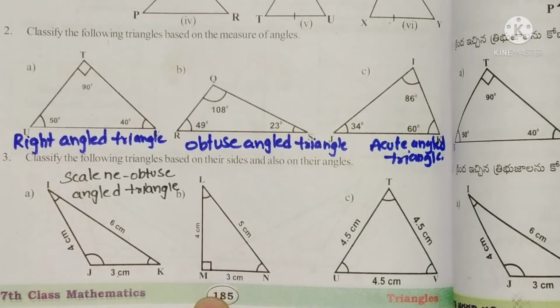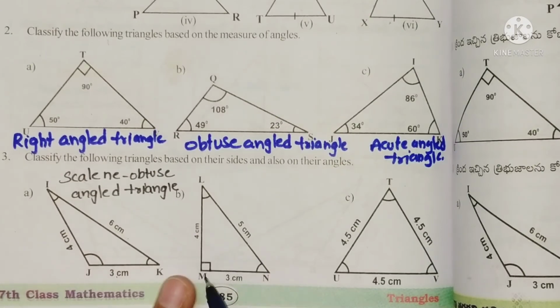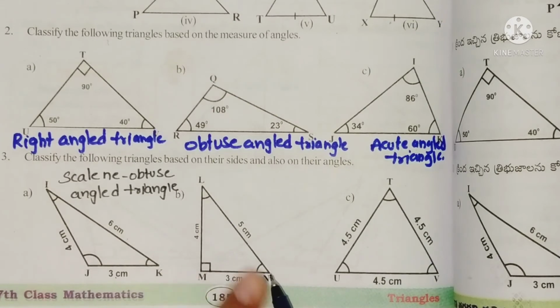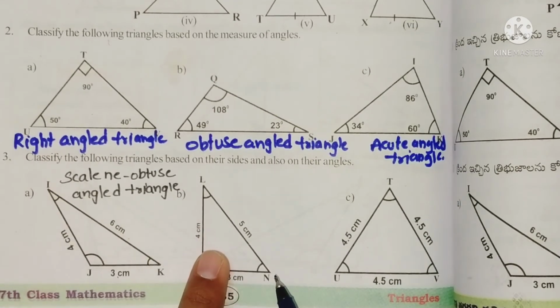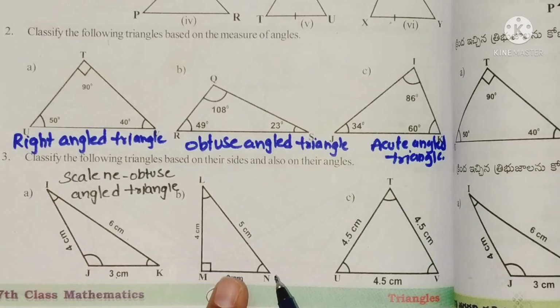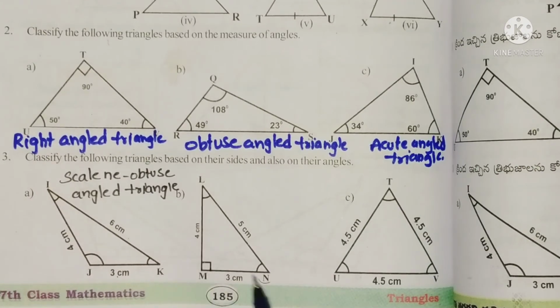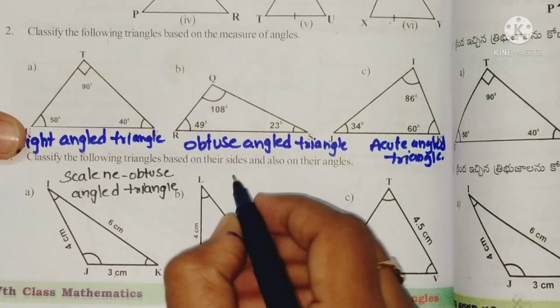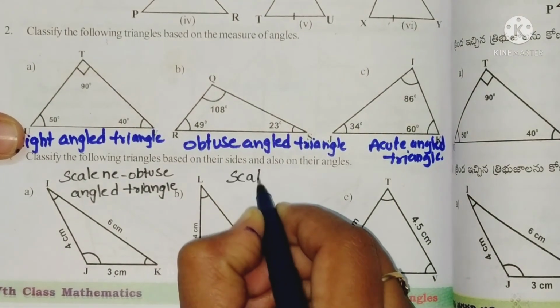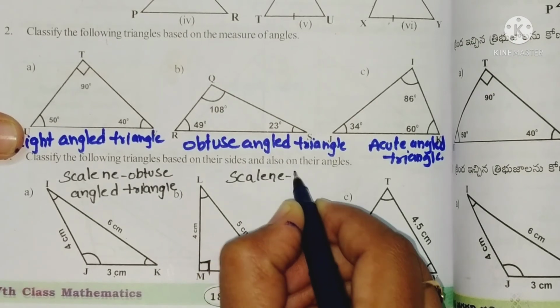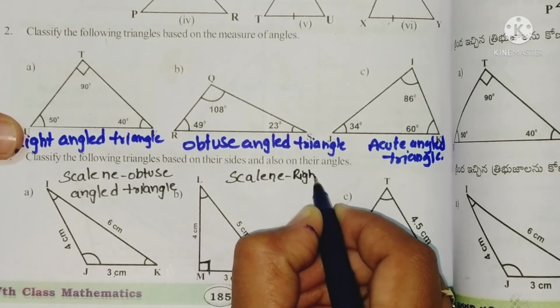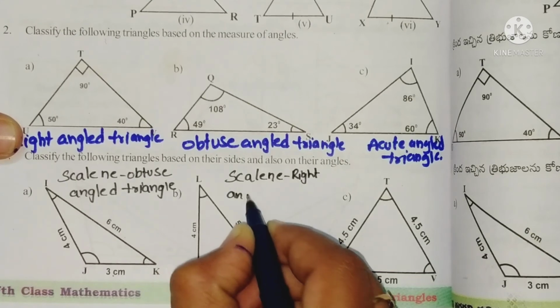Now this one, see, this is 3 centimeters, 4 centimeters, 5 centimeters. And so the three sides are different, no two equal sides. So this is a scalene triangle based on sides. And based on the angle, this is a right angle, na? So scalene right angled triangle.